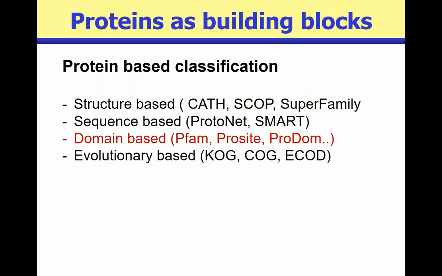Now, protein classification as a whole can be done in more than one way. I just put the very important resources for structure base, which are CATH and SCOP and SUPERFAMILY. The sequence base, ProtoNet is our own development, SMART and so on, but there are not that many of them. Maybe you'll understand why in a minute. Domain base is Pfam, PROSITE, ProDom, and so on. We'll discuss Pfam, which is really the most, I would say, established and exhaustive. And there are efforts to look at evolutionary rather than domain-based classification, to see what was conserved and not conserved evolutionarily.